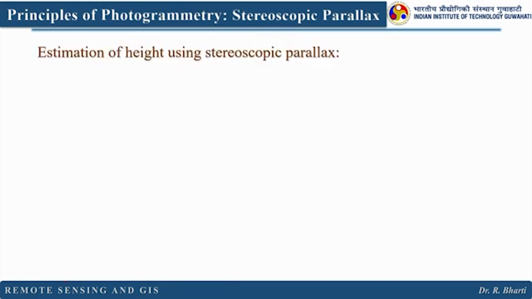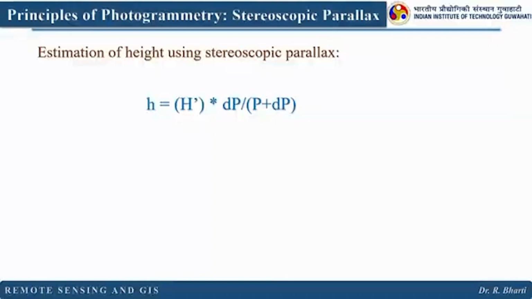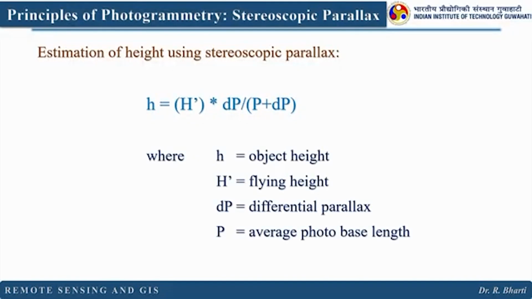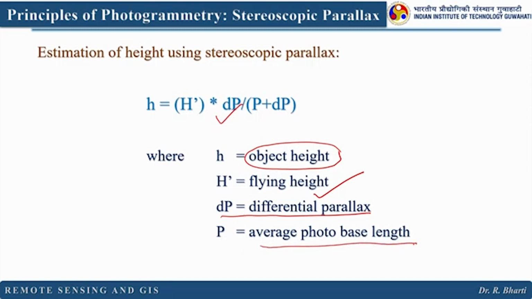So how do we use this stereoscopic parallax in height estimation? Once you have all this information, you can always calculate the height of the object. In this equation, h is the object height which we want to calculate, h dash is the flying height that is known, the differential parallax you can calculate using the previous method, and p is the average photo base length. This equation can be used to estimate the object height when you have stereoscopic parallax.